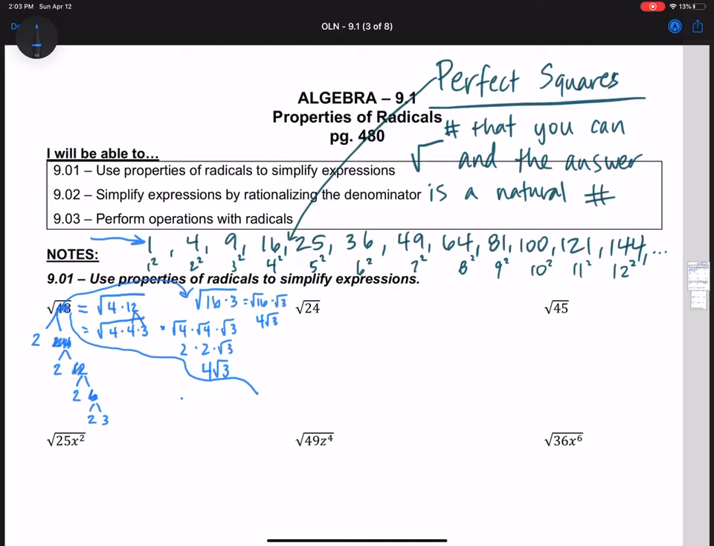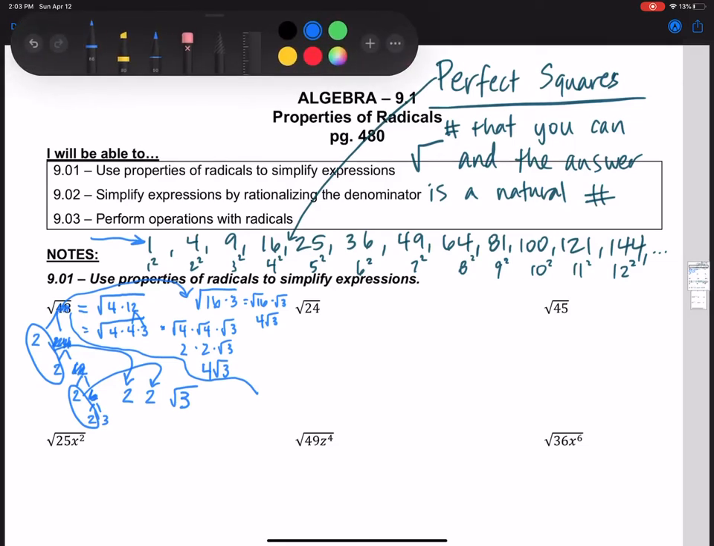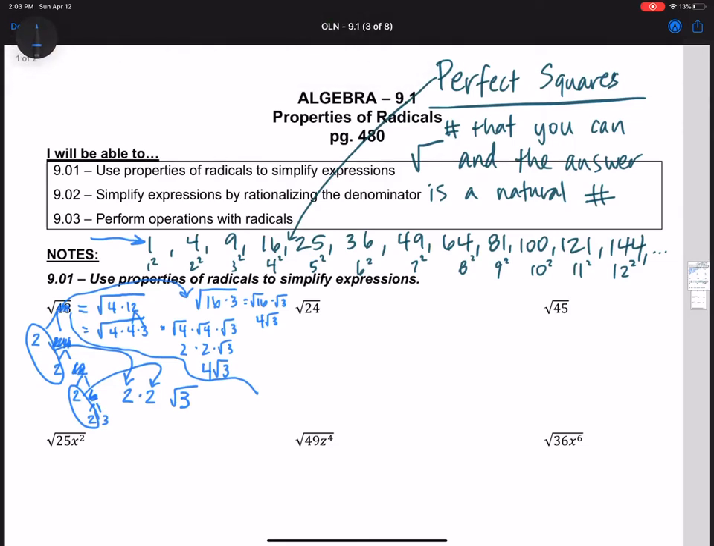So then from there, you circle a pair. So we have a pair here, we have a pair here, and then you write the pairs on the outside. So there's one pair of 2s, so that goes there. Another pair of 2s, that goes there. And whatever does not have a pair goes underneath the square root. All right, well, what do you do in between those 2s? You write multiplication, and that would be 4 square root 3. So that's another way to look at the exact same problem and get the same answer.